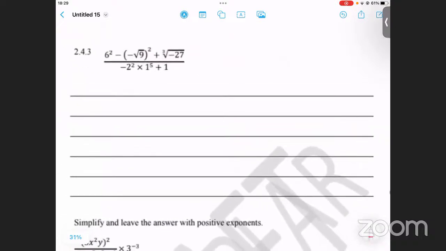Okay, let's look at 2.4.3. It's still under calculate without the use of a calculator. Bear in mind, we have to make use of BODMAS, right? We have 6 squared minus open bracket, minus square root of 9, close the bracket, squared, plus cube root of minus 27, all divided by minus 2 squared multiplied by 1 to the power of 5, plus 1, right?